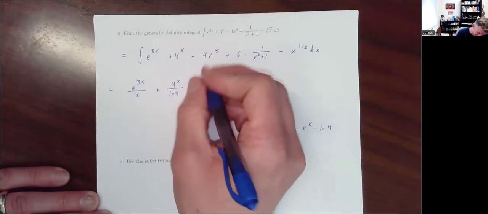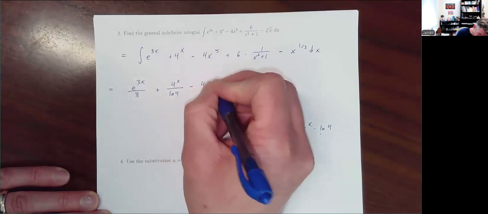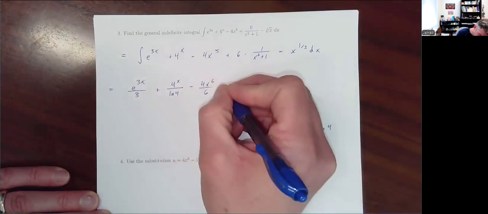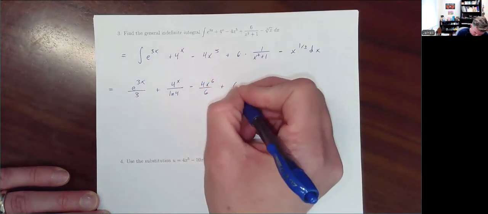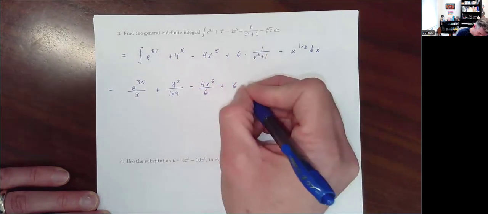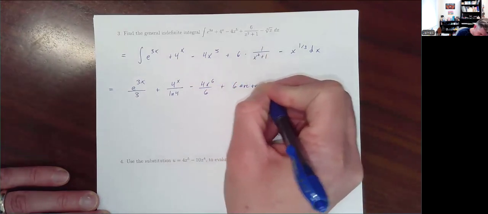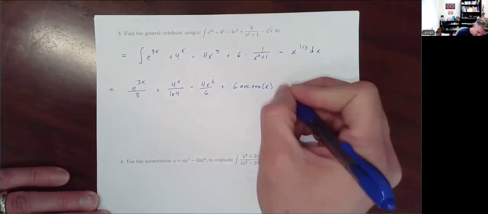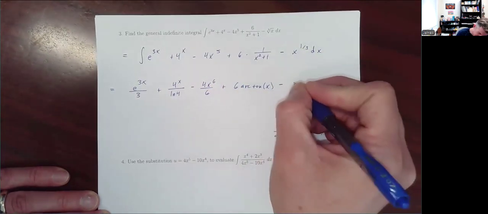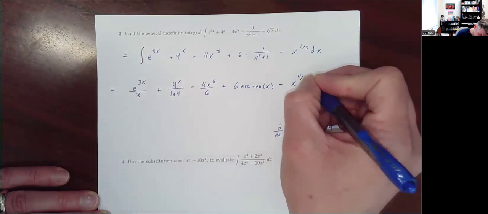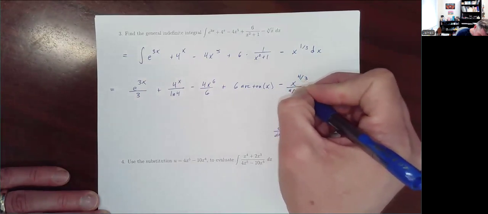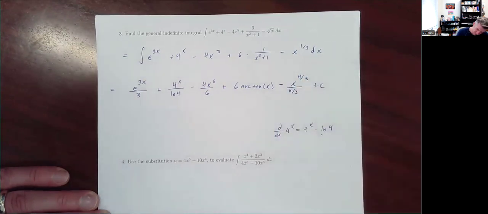The antiderivative of 4x to the fifth is 4x to the sixth divided by 6. This 6 here hangs out, and the antiderivative of 1 over x squared plus 1 is the arctangent of x, or if you prefer, the inverse tangent of x. Finally, the antiderivative of x to the 1/3 is x to the 1/3 plus 1 divided by 1/3 plus 1, which is 4/3, plus c.